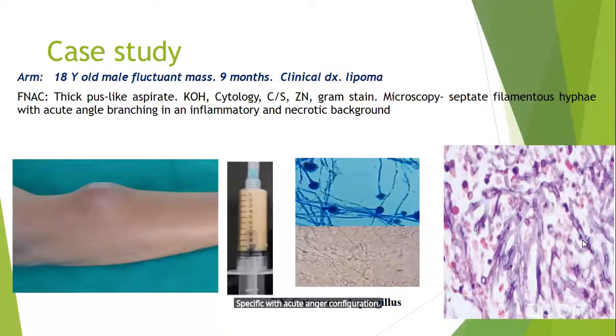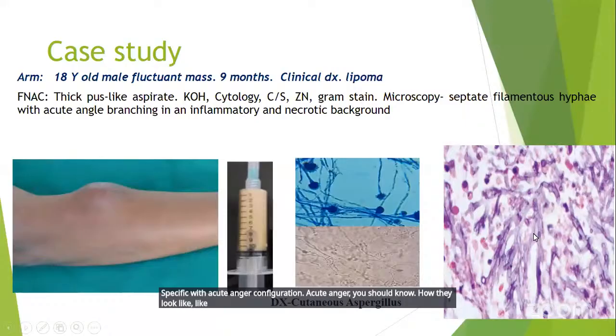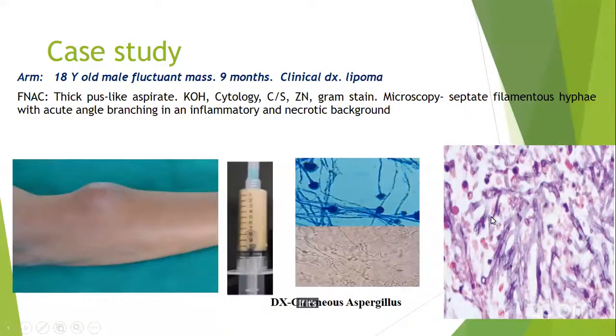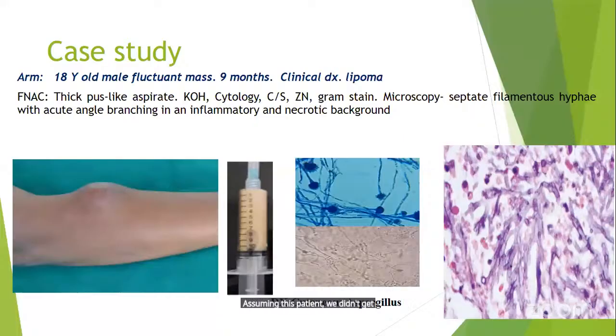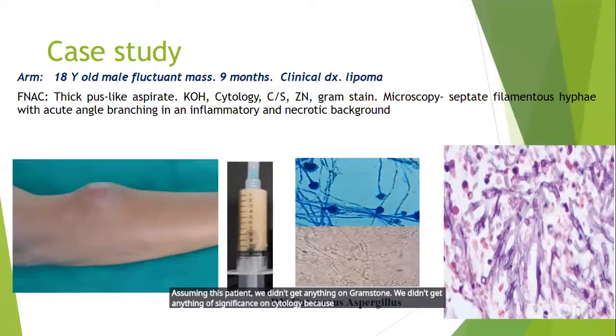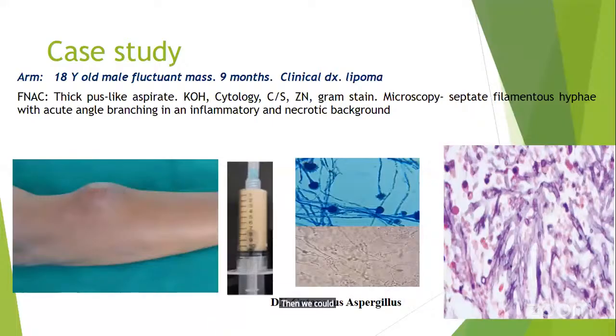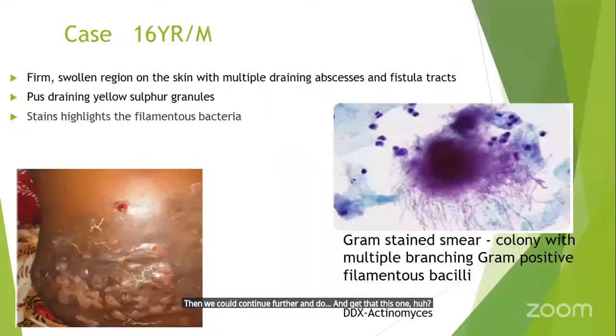Acute angle, you should know how they look on the microscope. If it's dividing, it is dividing at acute angles. That's specific for cutaneous aspergillus. Very simple, but very dangerous. Until you give the right diagnosis, this patient will not heal. Assuming we didn't get anything on gram stain, we didn't get anything of significance on cytology because it was pure pus. So KOH gave us a story. Then we could continue forward and find that this one was aspergillus.